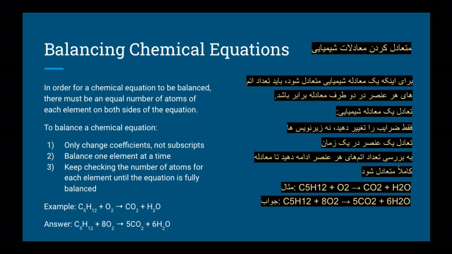Number 2. Balance one element at a time. In this example, you might choose to start with carbon. Once there are the same number of carbon atoms on each side of the equation, move to the next element. Sometimes, you might have to go back to an element that you previously balanced, as changing the coefficients often has a ripple effect. Number 3. I sort of mentioned this already, but keep checking the number of atoms for each element until the equation is fully balanced.